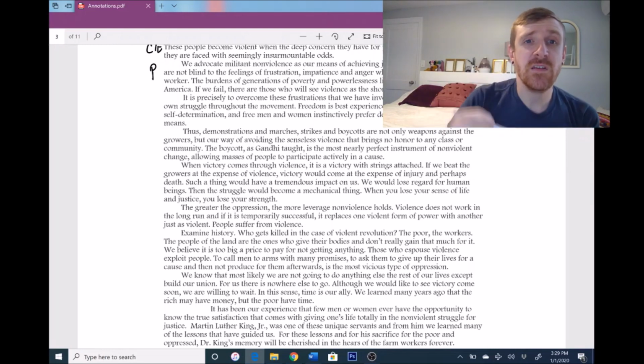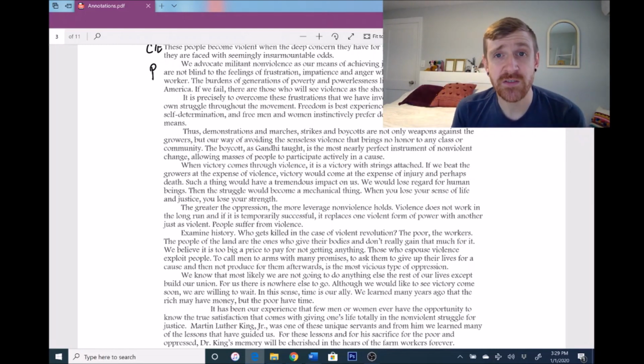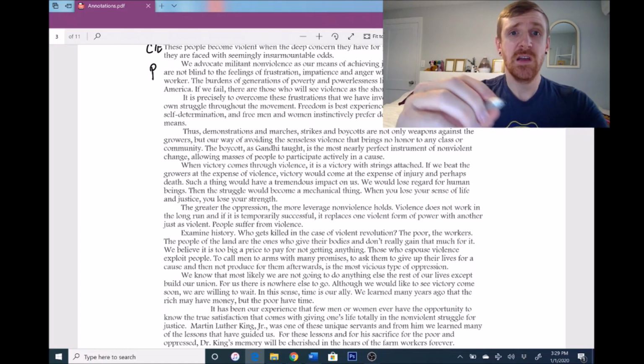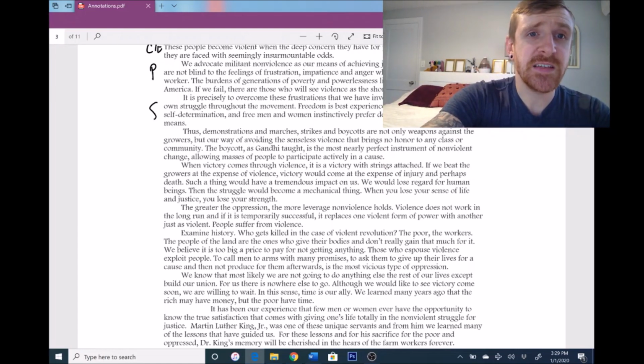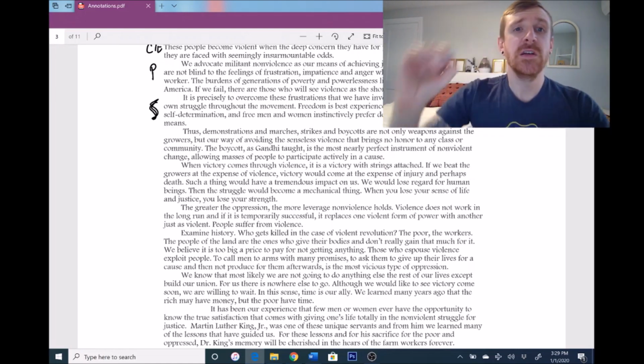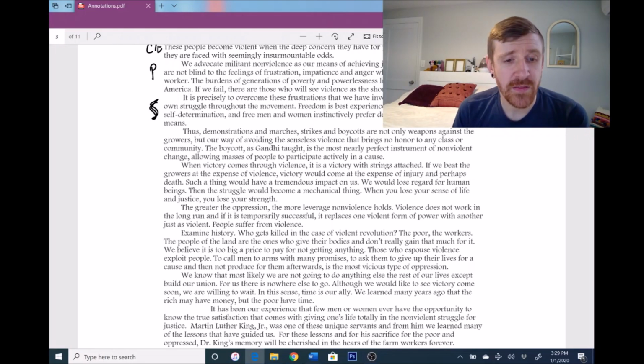And so it says here, it is precisely to overcome these frustrations that we have involved masses of people in their own struggle. Throughout the movement, freedom is best experienced through participation and self-determination, and free men and women instinctively prefer democratic change to any other means. So here is indeed our solution. So my kids will mark a little S there.